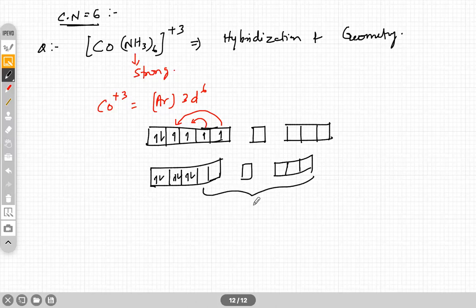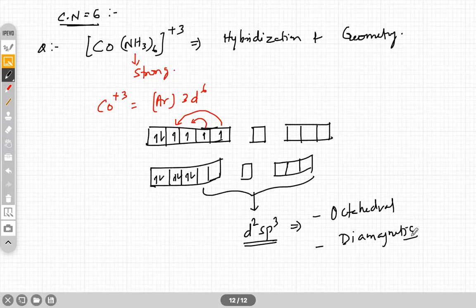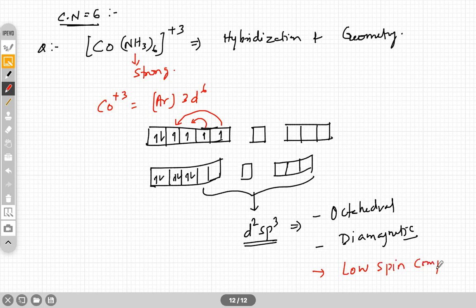Then these six orbitals will go into hybridization and form d2sp3 hybridized orbitals. Okay, geometry is octahedral and all the electrons are paired, so it is diamagnetic. And since we have d2sp3 hybridization, it is a low spin complex. You see, a low spin complex forms because of the rearrangement against Hund's rule. And rearrangement against Hund's rule is possible when the ligand is strong. That's why whenever a low spin complex forms, we always have a strong ligand. Okay, write down this.